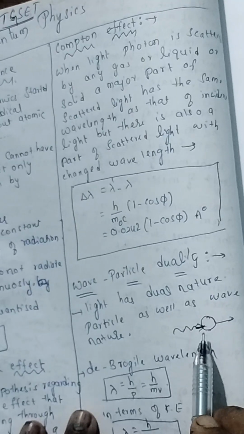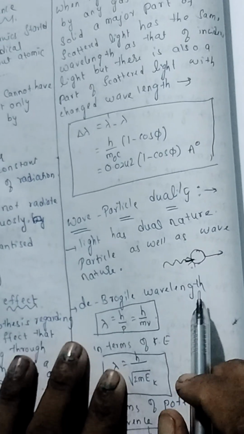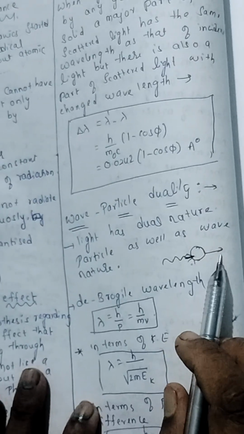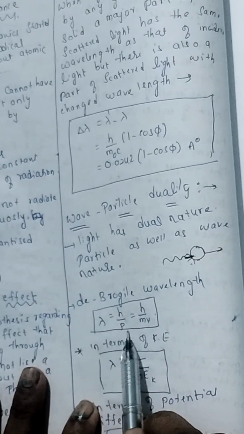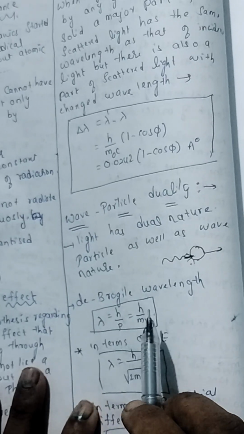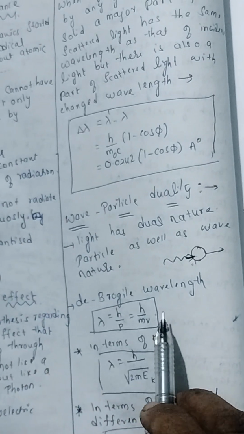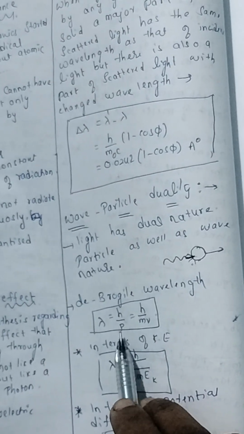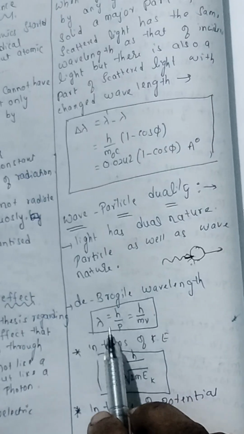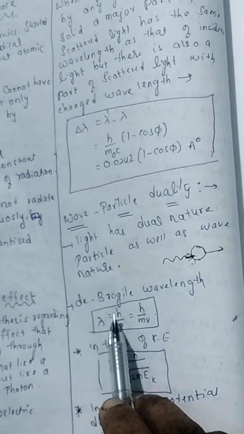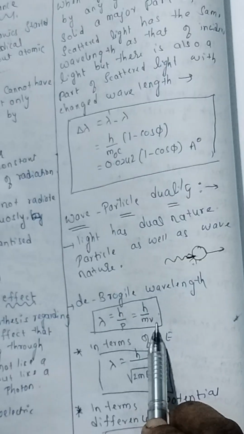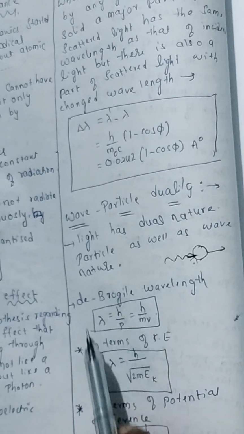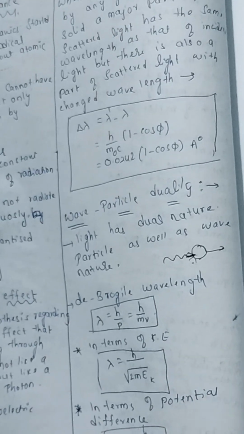He gave a mathematical formula for the wavelength of such a wave associated with a moving particle, that is lambda is equal to h by p, where h as usual is Planck's constant with the value of 6.62 into 10 to the power of minus 34 joule second. P is the momentum. Momentum means mass into velocity. So de Broglie wavelength lambda equals h by p, that is equal to h by mv. Now, let us write this particular de Broglie wavelength in different terms.